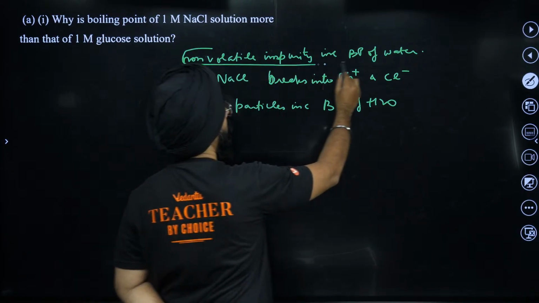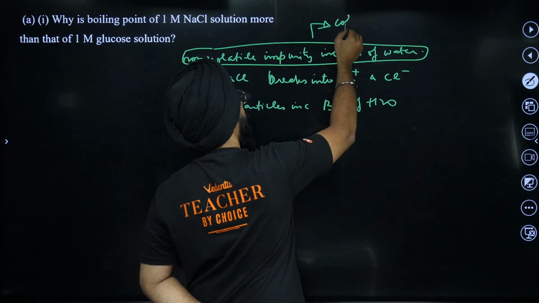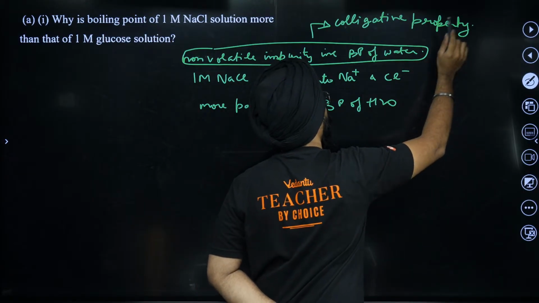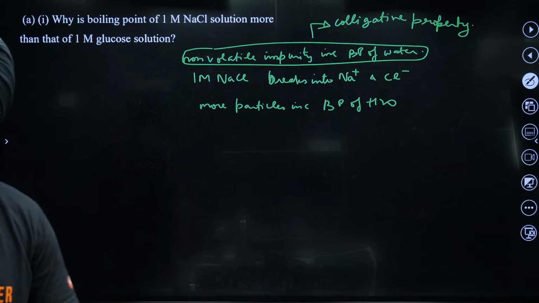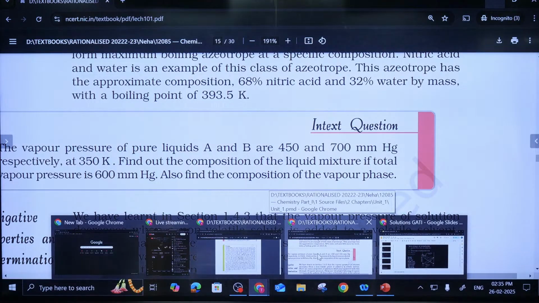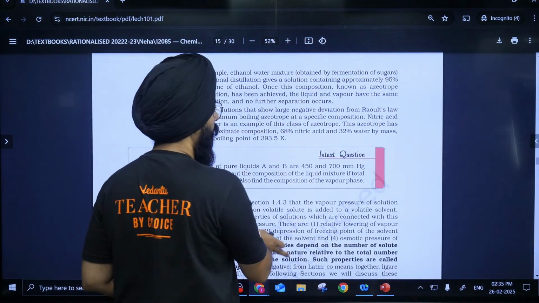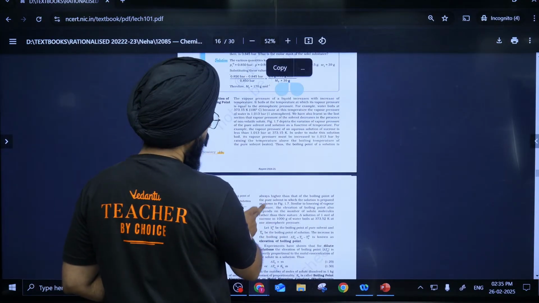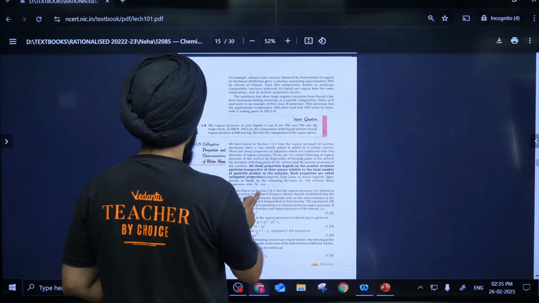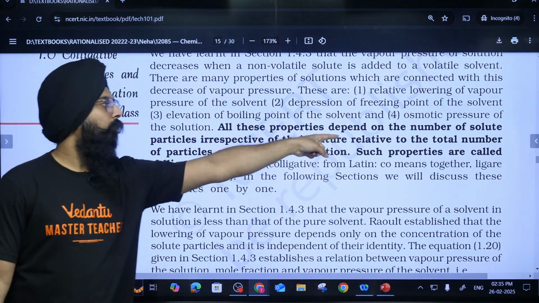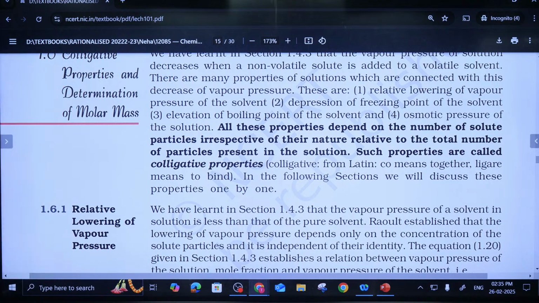This increasing boiling point of water is basically a colligative property. Can you define what is colligative property? If they ask in board exam, define colligative property, give an example. Colligative property is a property that depends only on the number of substances, not on the nature of substance. So more number of particles implies higher is the property. Okay. So this is the definition of a colligative property.